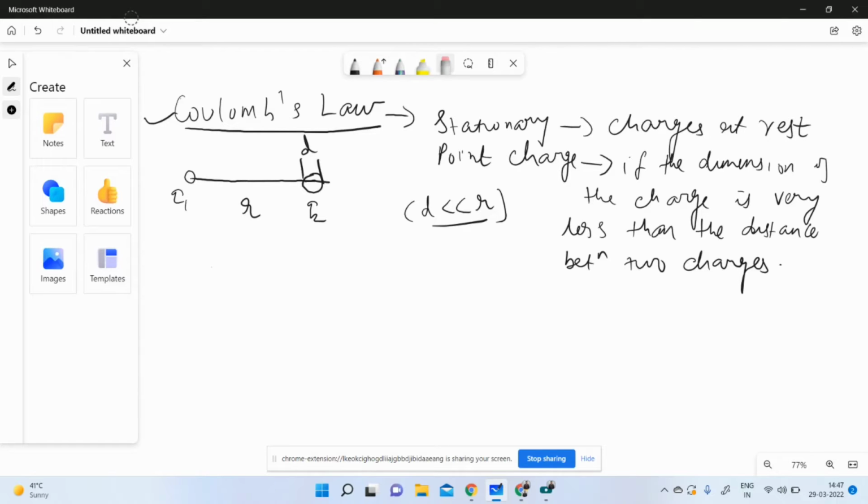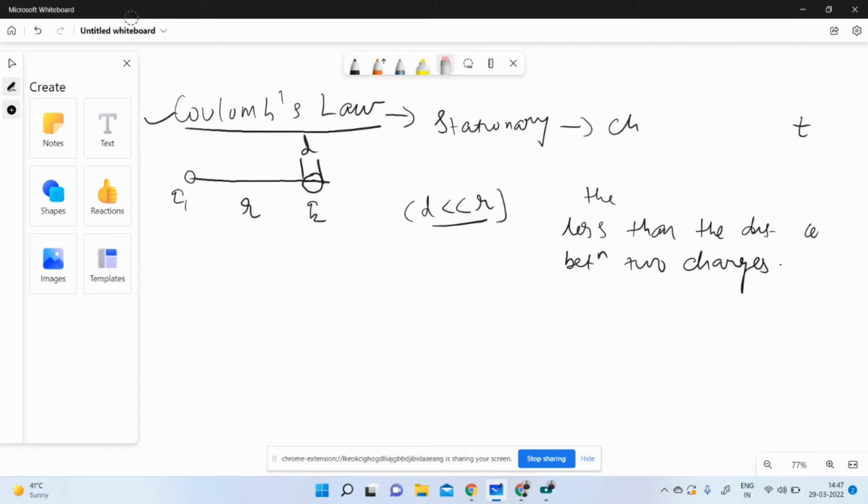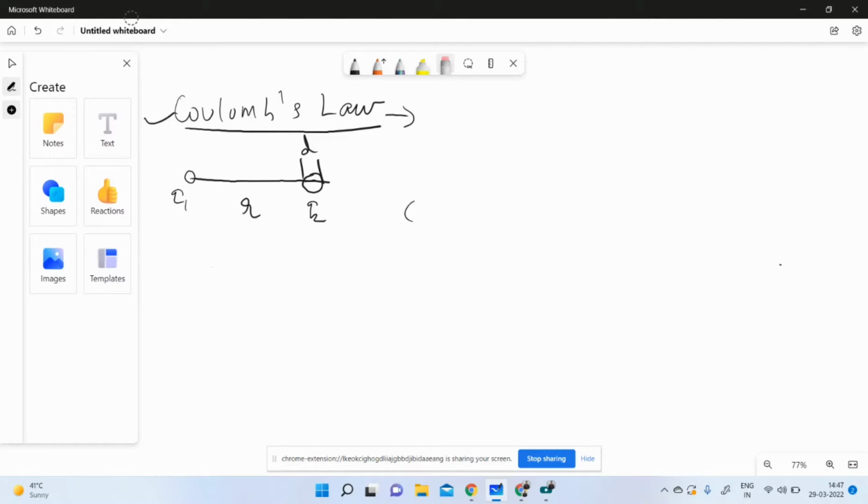Apart from this, there are certain other properties of this law. It is a central force. It is a central force means the force between two charges will always act along the line joining the charges. That means if these are the two charges, Q1, Q2, this is the line joining the charges. So the force between Q1 and Q2 will always act along the line joining the charges, either in this direction or this direction. Clear? Fine. So that is a central force.